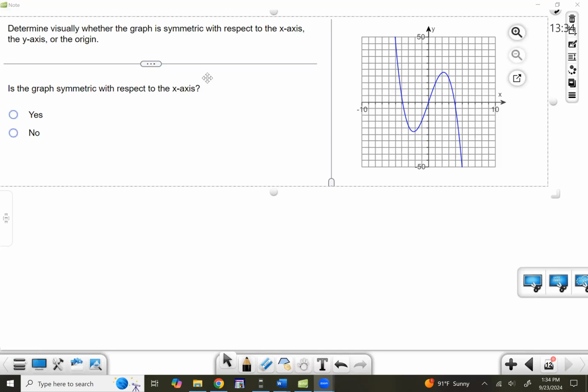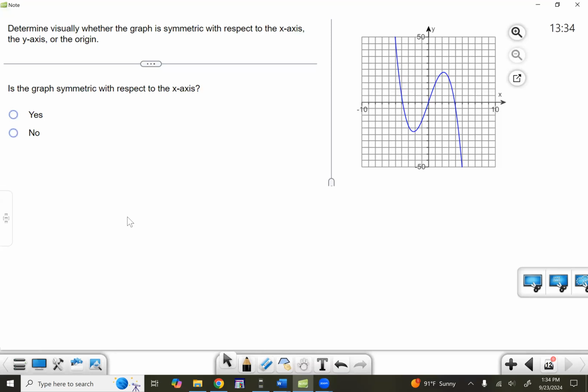All right, let's take a look at number 3. It says determine visually whether the graph is symmetric with respect to the x-axis, y-axis, or the origin. So remember that a graph that's symmetric to the y-axis, since this is our y-axis here, whatever we see on one side, we should expect to see reflected over the y-axis and appear on the other side.